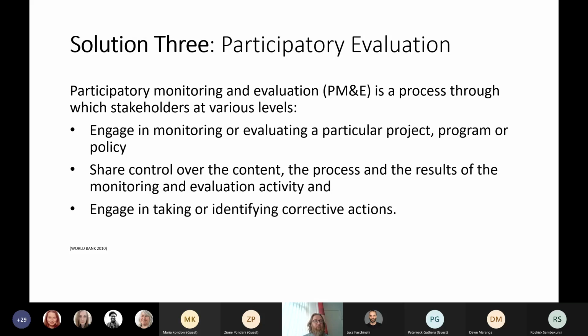So just to go through this slide, participatory monitoring and evaluation is a process through which stakeholders at various levels engage in monitoring and evaluating your project. They share control over the content, not just in terms of designing what should be measured, but actually participating in the collection, analysis and reporting of that data as well.